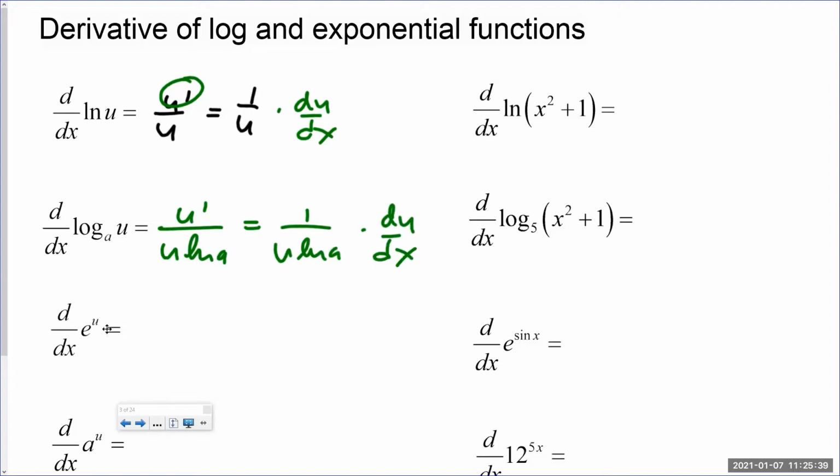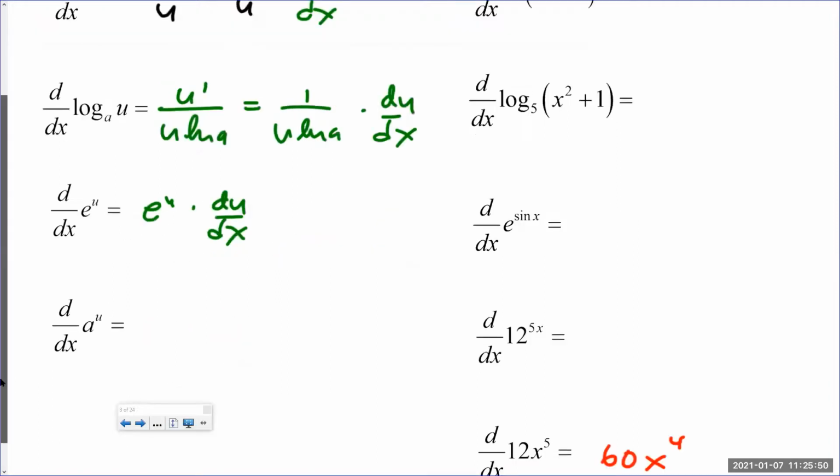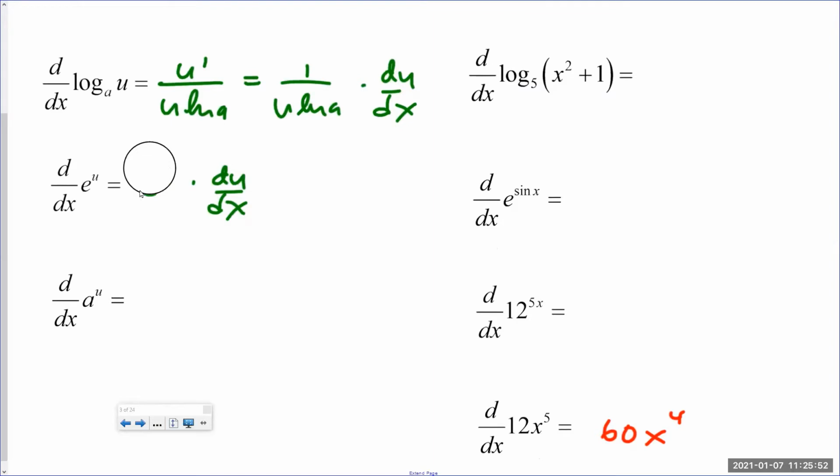What about e to the u? What's the derivative of e to the u? E to the u du dx. Do you remember that? E to the u du dx, all right? It's got a little sing-song to it. E to the u du dx. That's it. That's the whole song right there.